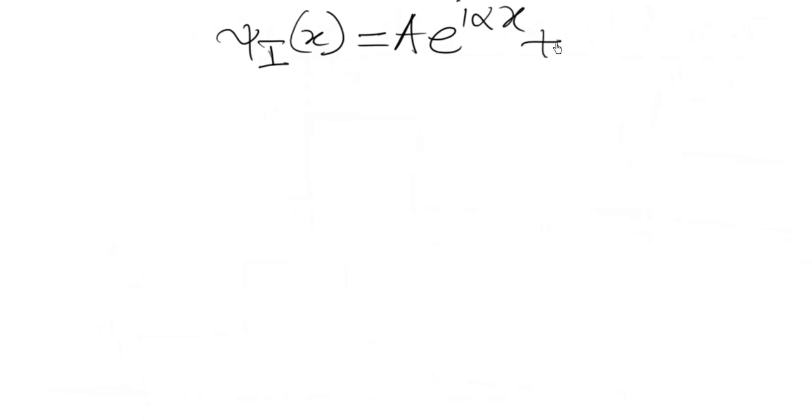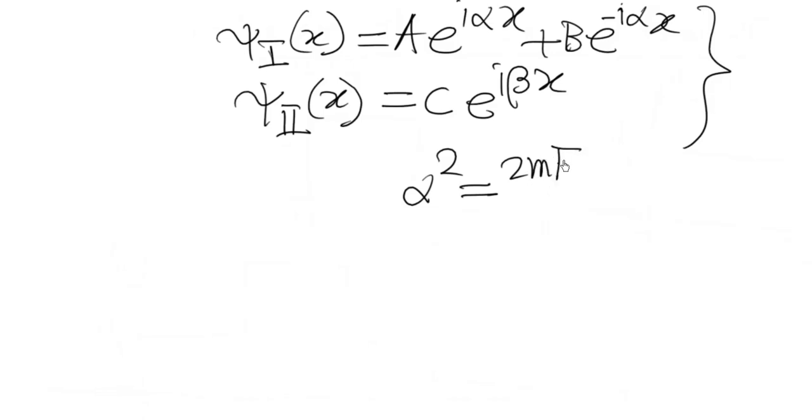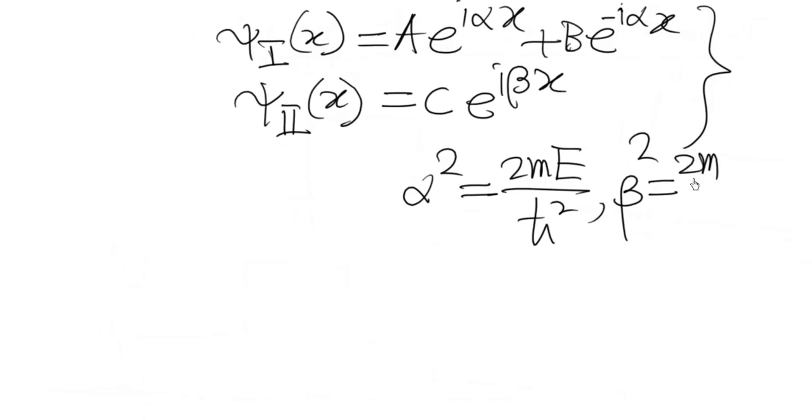Okay, now we have psi1 equal to A e to the power i alpha x plus B e to the power minus i alpha x, and psi2 equal to C e to the power i beta x. We also have the relations alpha squared equals 2mE by h-cut squared, and beta squared equals 2m by h-cut squared times (E minus V naught).